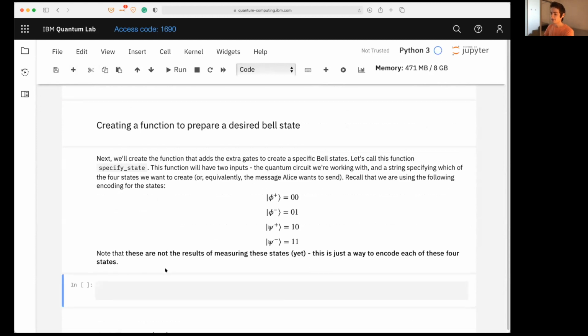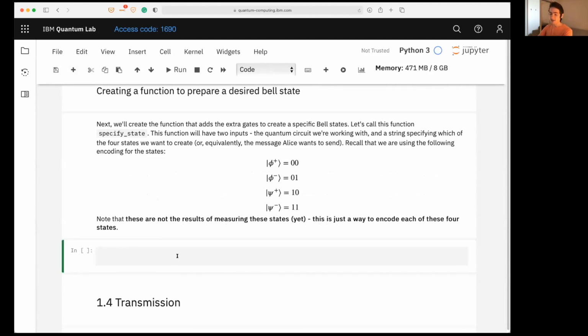Okay, so I'm going to go ahead and give myself a code block here. And just like before, I'm going to start off by defining a Python function. This one we'll call specify state. Again, I'm going to take a circuit as the input. But here, I'm going to take one other piece of information. I'm going to take Alice's message. So this is going to be 0, 0, 0, 1, 1, 0, or 1, 1, depending on what Alice wants to send. And as we know, depending on what she wants to send, we're going to do different things to our circuit.